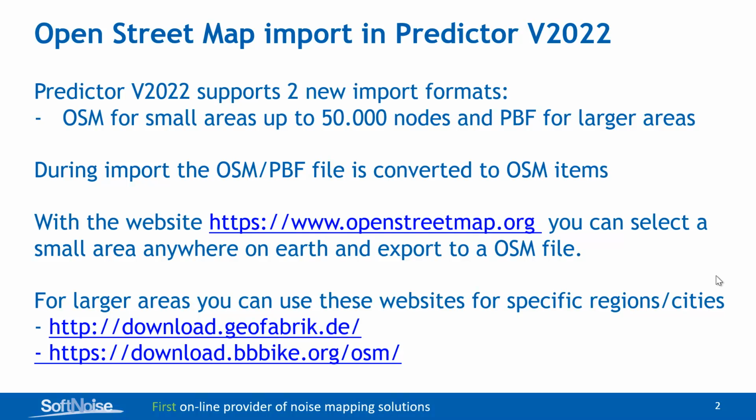With the website openstreetmap.org, you can select a small area anywhere on Earth and export it to an OSM file. For larger areas, you can use the websites geofabrik.de and bbbike.org.